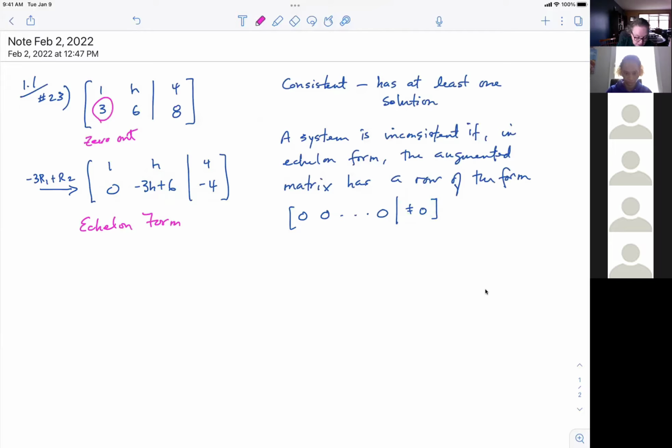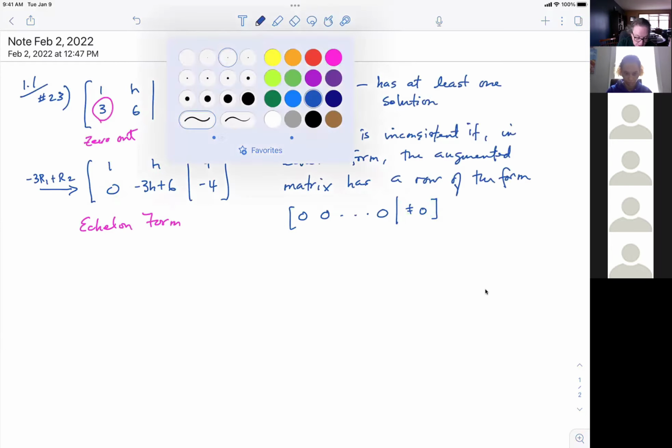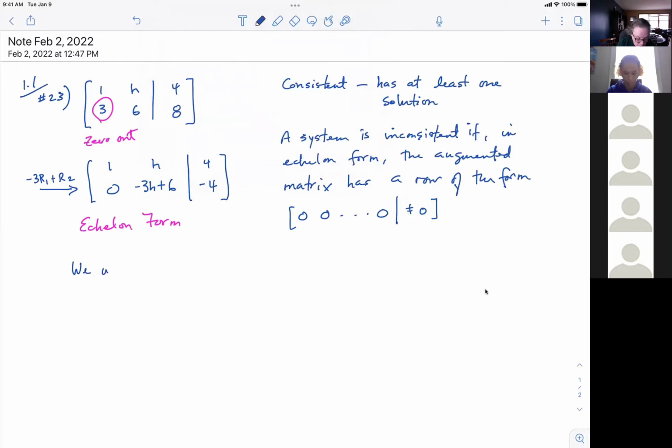So we want -3h plus 6 to not equal 0, which means that what? H is not equal to 2, right? So there's your answer. H is not equal to 2.